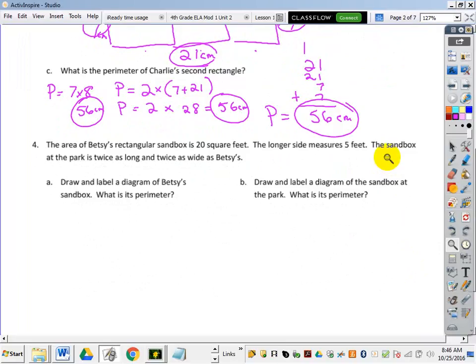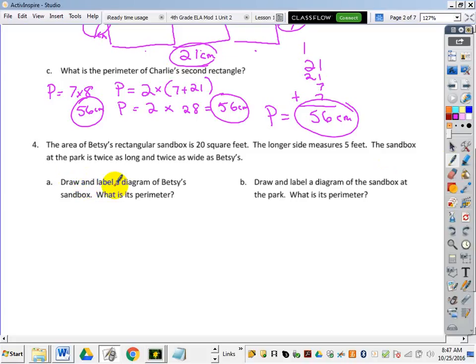The area of Betsy's rectangular sandbox is 20 square feet. The longer side is 5. Now, the clue is that there's a smaller side, so it's going to be smaller than 5. How many people have the numbers pop in your head already because you know multiplication? The people who know their multiplication tables see all of a sudden, oh, I know what makes 20 for an area. It has to be these two numbers, okay? So, kind of an aha moment.